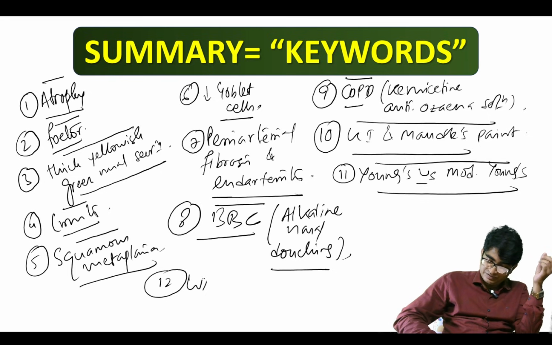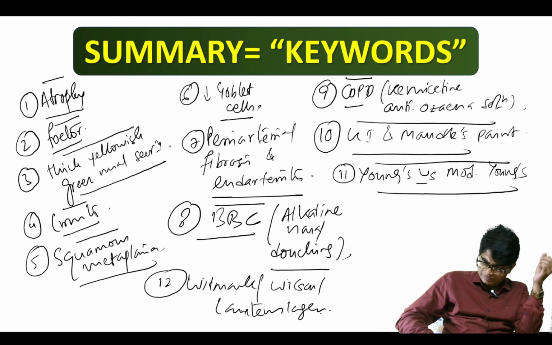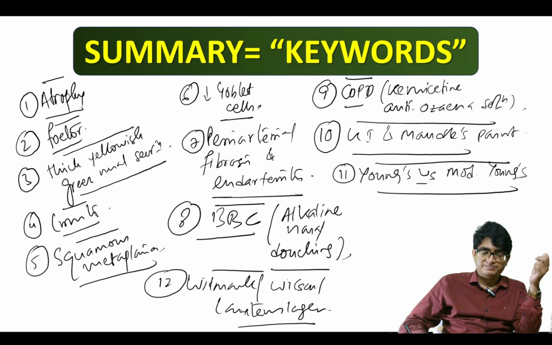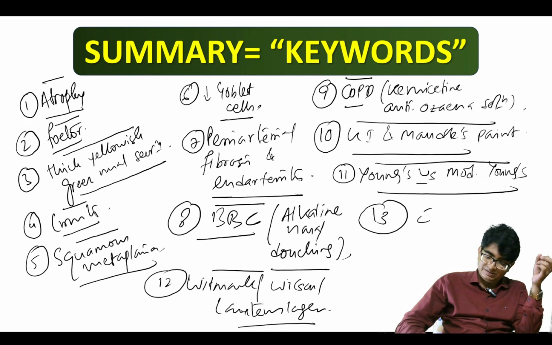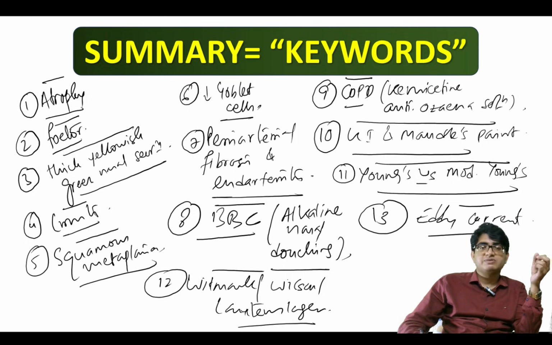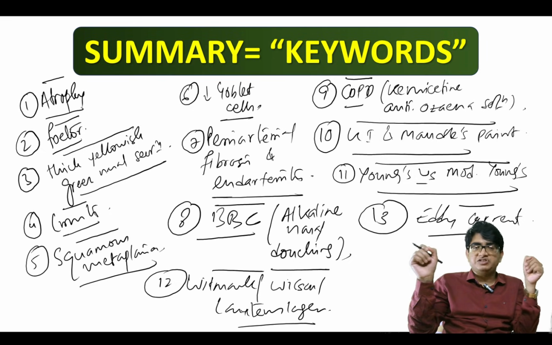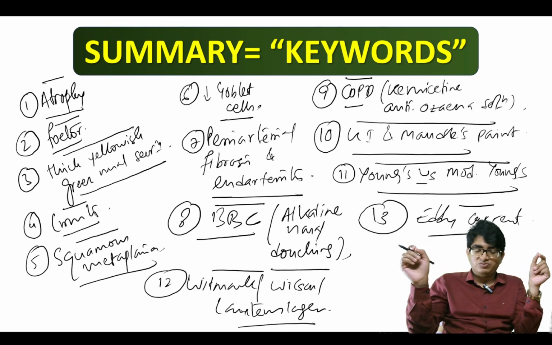Next, three operations: Whitmack, Wilson, Lautenschlager. Correct? These you have to remember. And obviously one more thing, eddy current, lack of which is responsible for both nasal obstruction as well as anosmia. So this is how you will summarize each chapter to identify the keywords which you need to know.